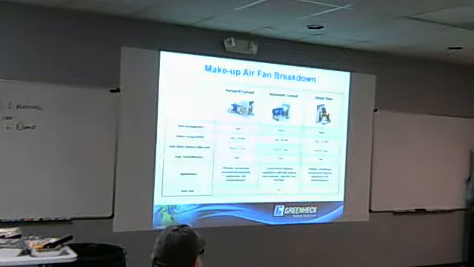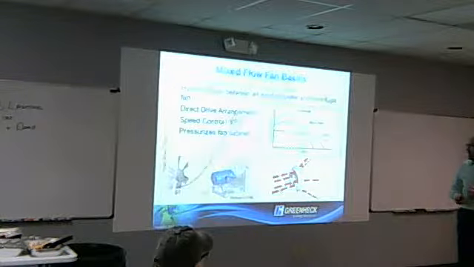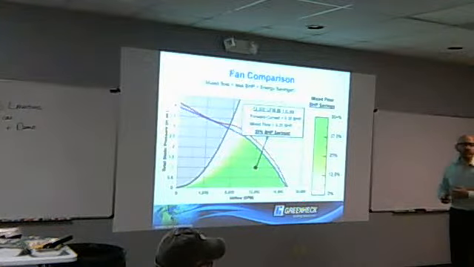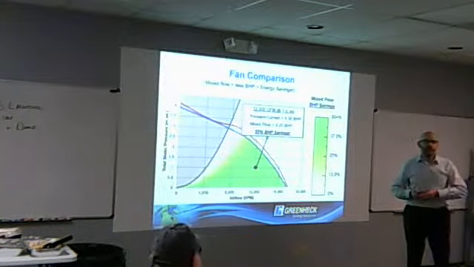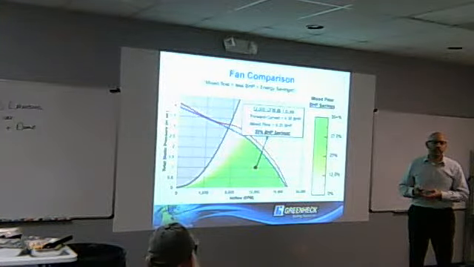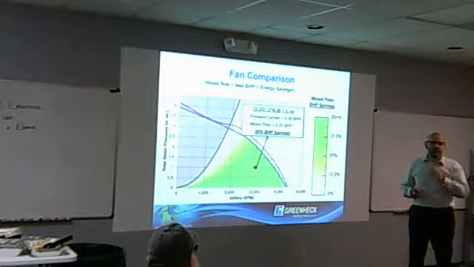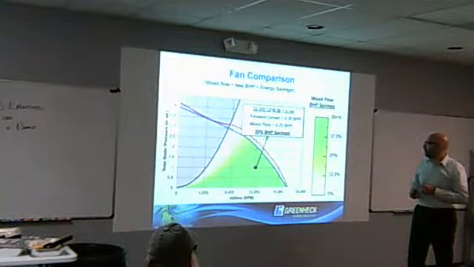You'd have to crawl inside the squirrel cage and lay down in there. Is there a significant difference in upfront cost between the forward curve and the mixed flow? No, those two are pretty similar. It's when you get to that other centrifugal.